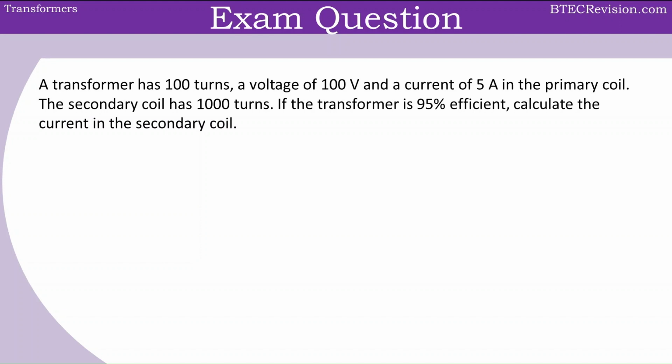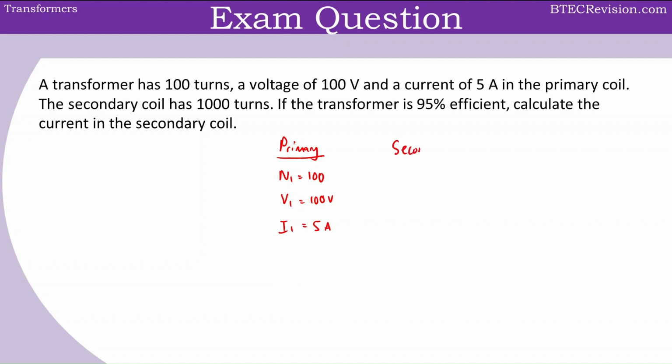A transformer has 100 turns, a voltage of 100 volts, and a current of 5 amps in the primary coil. The secondary coil has 1000 turns. If the transformer is 95% efficient, calculate the current in the secondary coil. We can start by writing down what we have. So in the primary coil, we have N1, which is 100 turns, V1, which is 100 volts, and current, I1 equals 5 amps.